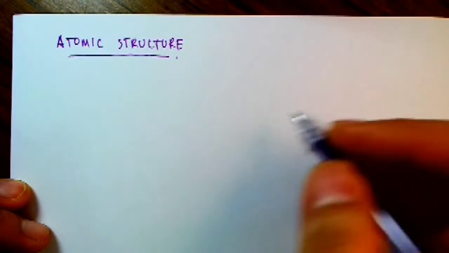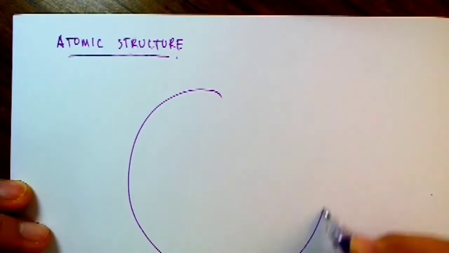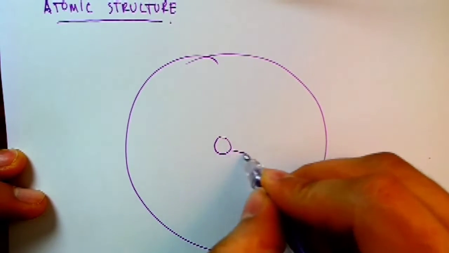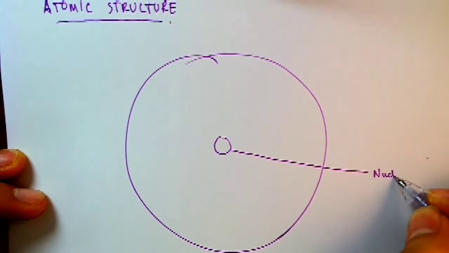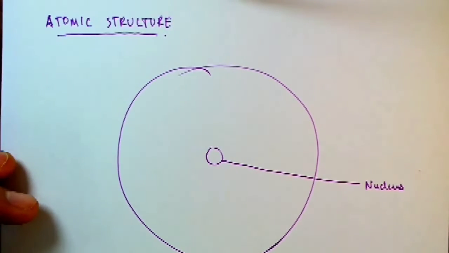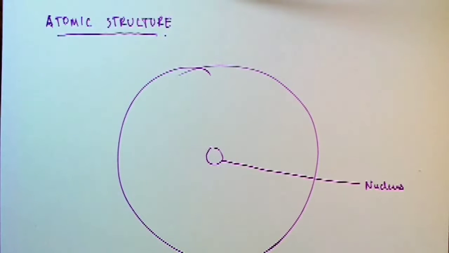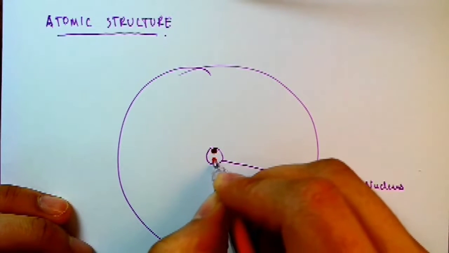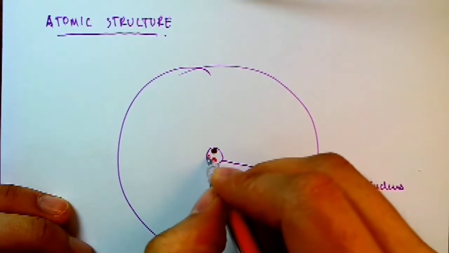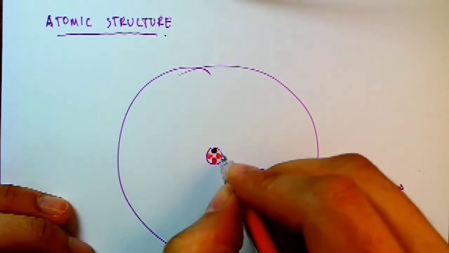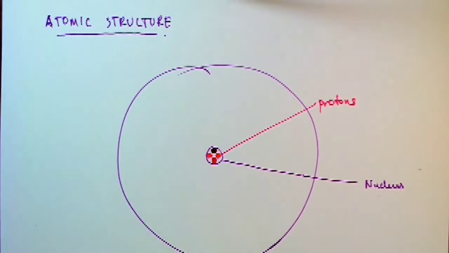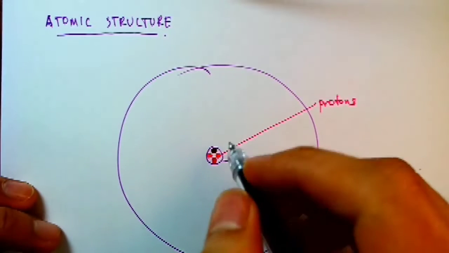Now, what is inside the atom means what really is present in the atom, and that is atomic structure. This is an atom, simply. This small circle represents the nucleus, children. Inside the nucleus, what is present? Protons and neutrons. The red color is protons, and the black ones are neutrons.